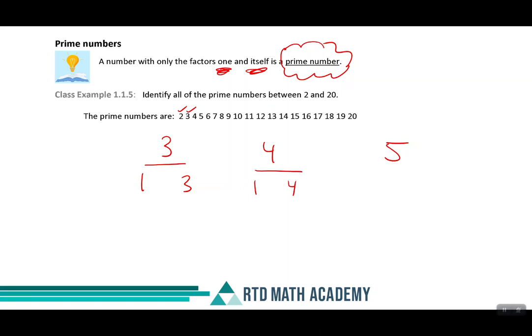We know 1 and itself, okay? 1 multiplied by 4 equals 4, but we also have 2 multiplied by 2, which is more factors than we require. And I know that this is actually going to be true for all other even numbers. Every other even number that is in existence is going to have 2 as its factor. But because a prime number is only allowed to have 1 and itself, it means that all other even numbers are now off the list and not considered prime because they will have more than just those 2 factors. 5 has got 1 and itself and no other number divides evenly into that.